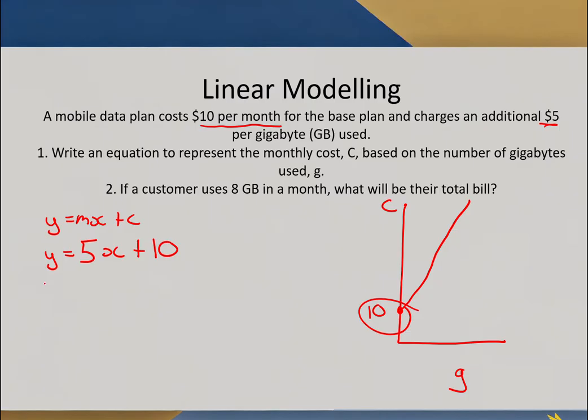I need to change it to C and G. So C is equal to 5G plus 10. So for every gigabyte, it costs $5 plus the initial 10. Now, part two. If a customer uses 8 gigabytes in a month, what will their total bill be? So I'm just substituting 8 into my G. That's 5 times 8 is 40. 40 plus 10 is 50.